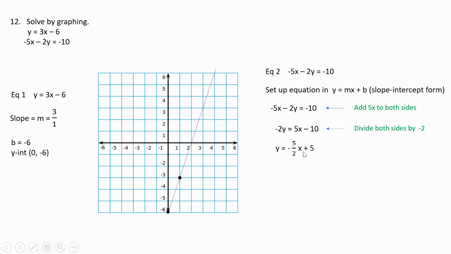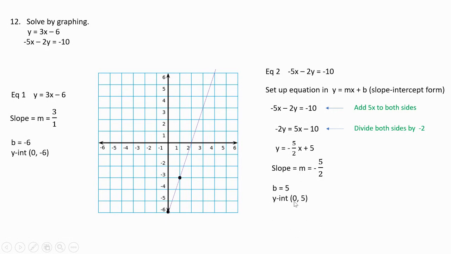It's going to give us -5 over 2x plus 5. So now here, guys, my slope is -5 over 2. And my starting point will be my y-intercept, which is (0, 5). So I'm going to start at (0, 5), and then I'm going to go down 5, and 2 to the right.